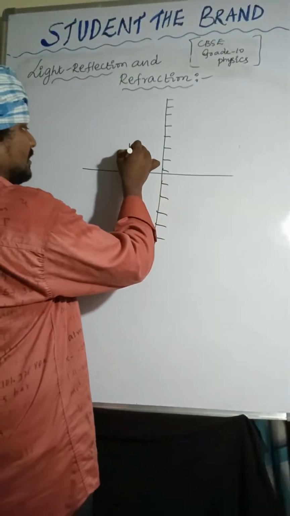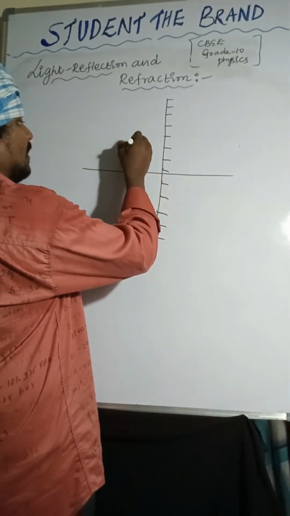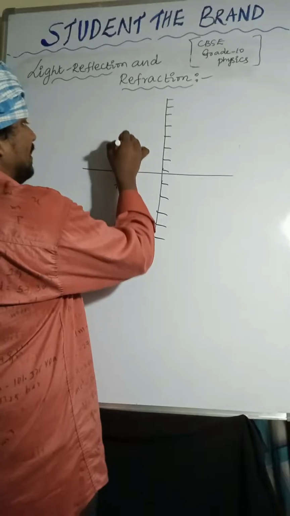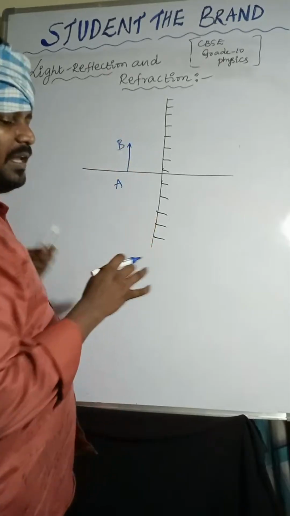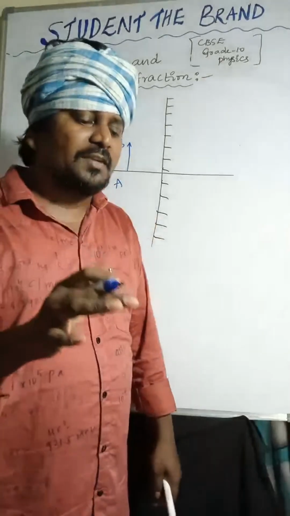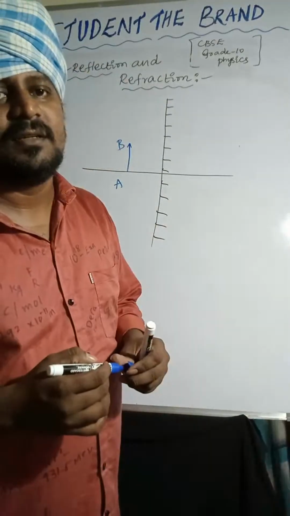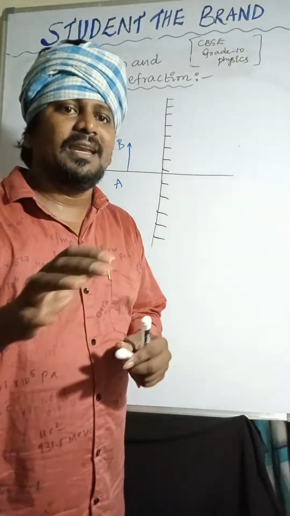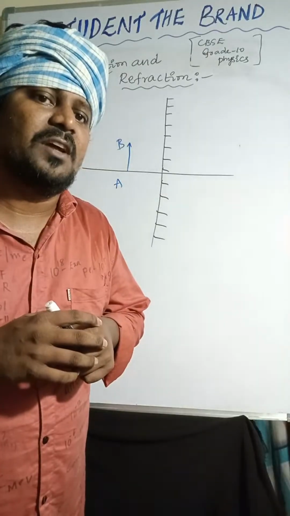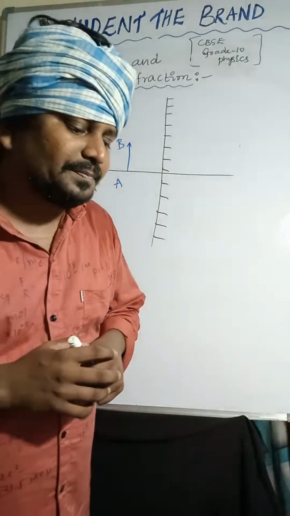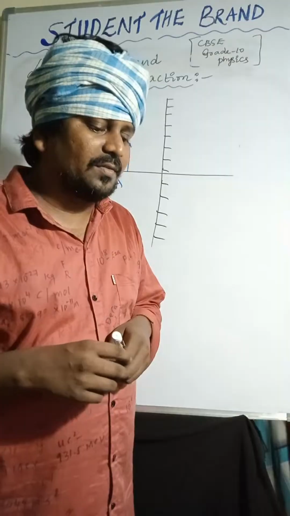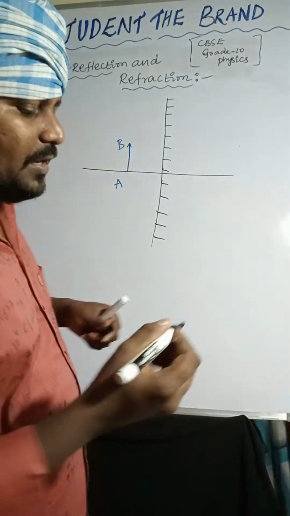Here, this is the object, the size of the object is AB. Minimum light rays are required to form the image of the object. How many light rays are required? Minimum 2 light rays are required to form the image of the object.